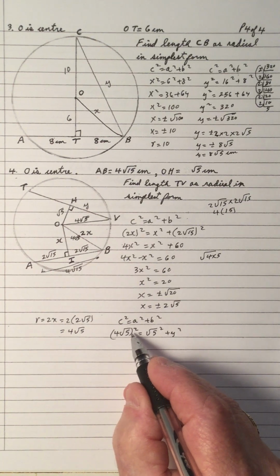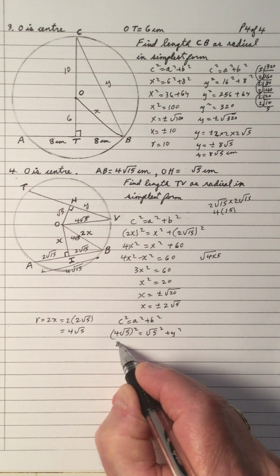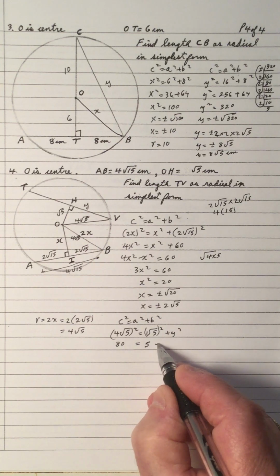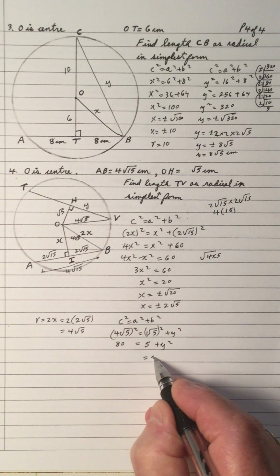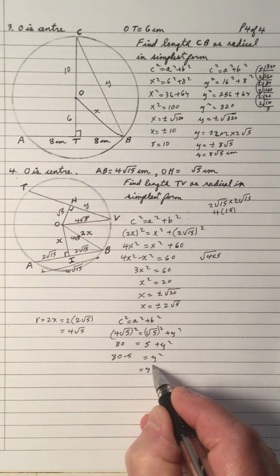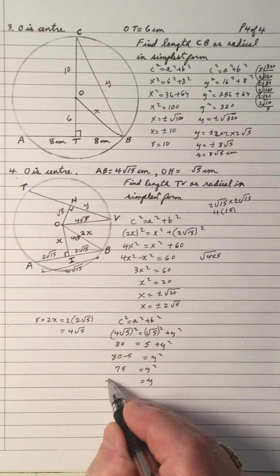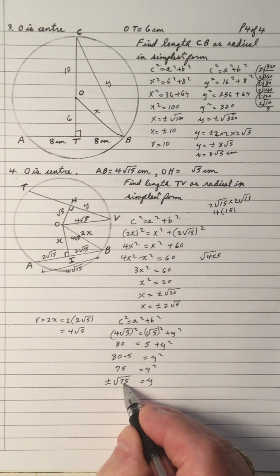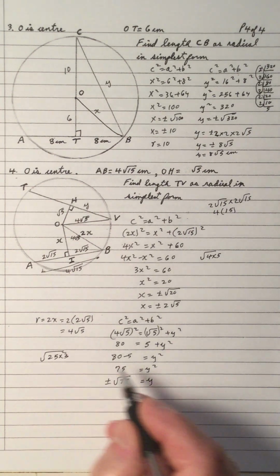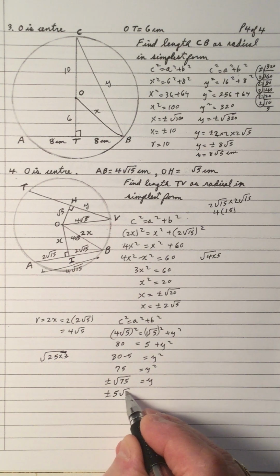So 4 root 5 times 4 root 5 is 16 times 5. 16 times 5 makes 80. Root 5 squared is 5. That means that y squared is 80 minus 5. y squared is 75. y is plus or minus the root of 75. Root of 75 is root of 25 times 3. So that's plus or minus 5 root 3.